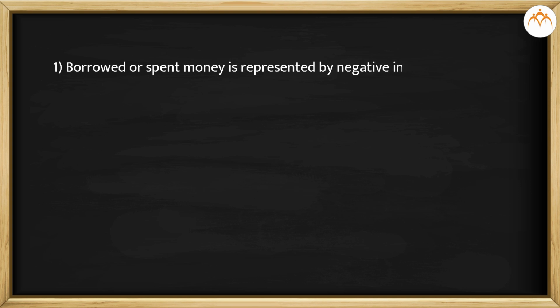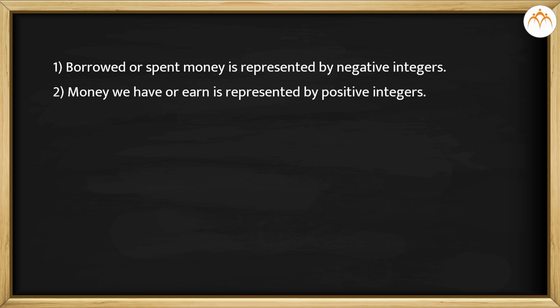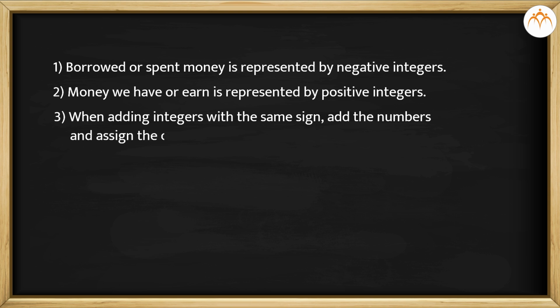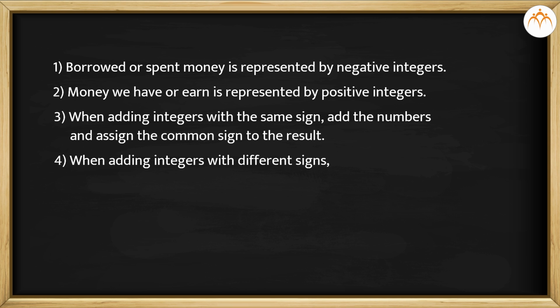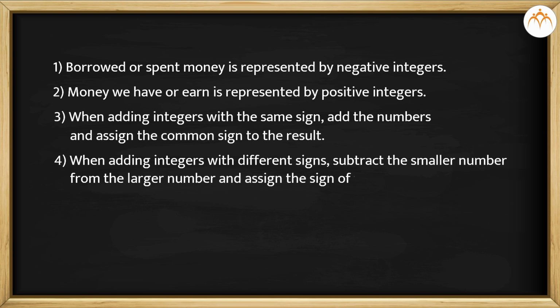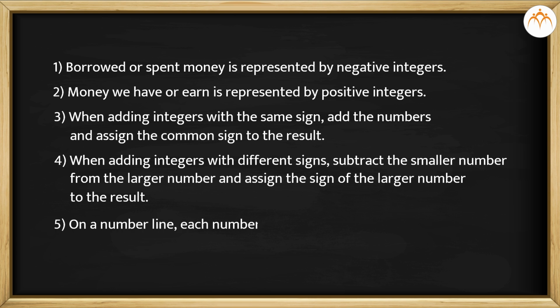What did we learn? Borrowed or spent money is represented by negative integers. Money we have or earn is represented by positive integers. When adding integers with the same sign, add the numbers and assign the common sign to the result. When adding integers with different signs, subtract the smaller number from the larger number and assign the sign of the larger number to the result. On a number line, each number to the right is 1 unit greater than the number to its left.